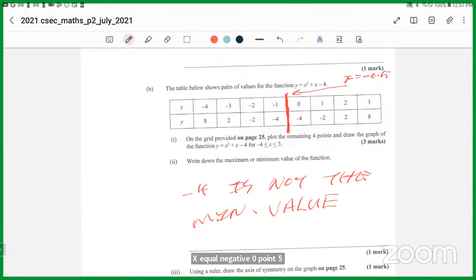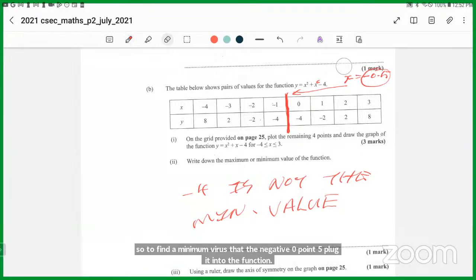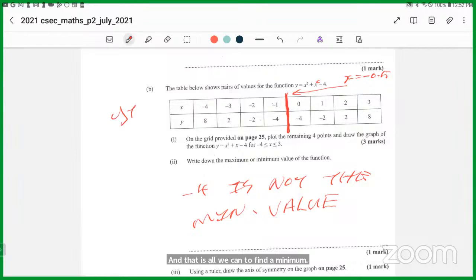And so to find the minimum value, we'll just take the negative 0.5 and plug it into the function. And that is how we can find the minimum value. One way to do it as well, you know, is to calculate the y at the turning point, because you have the standard form. So you can also just calculate the yt value using 4ac minus b squared over 4a. You can do it that way too.